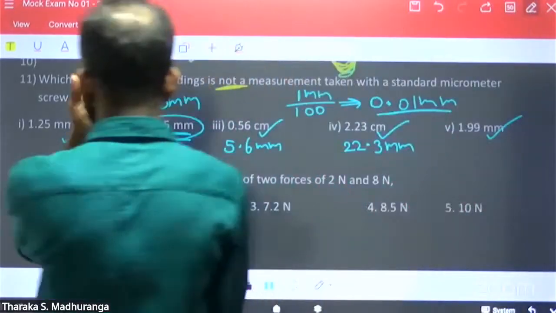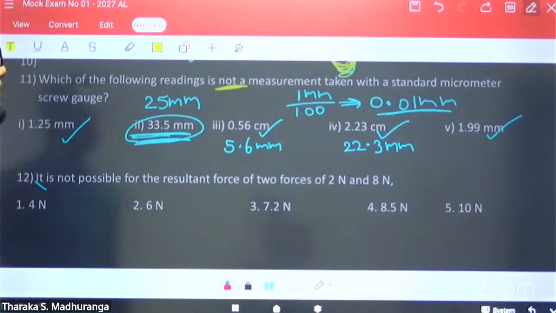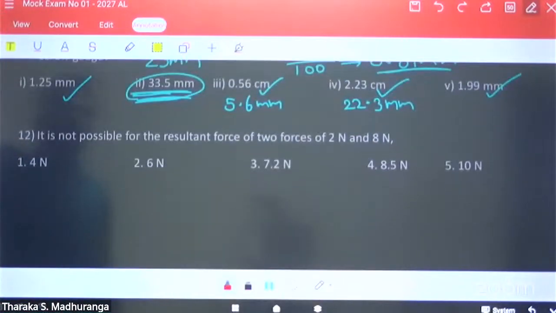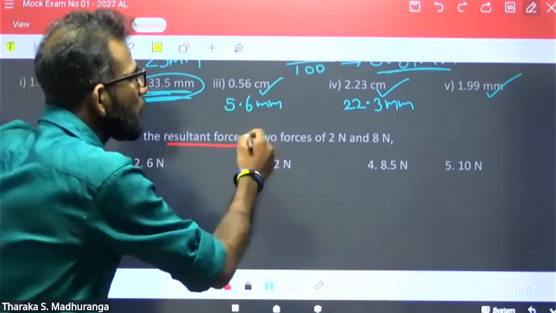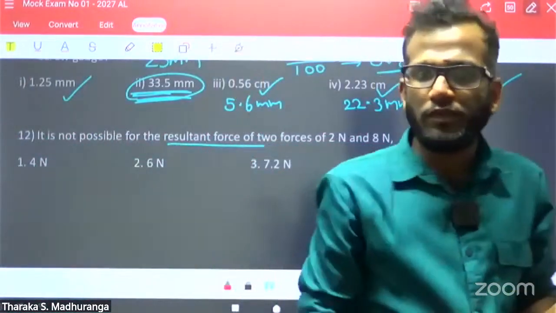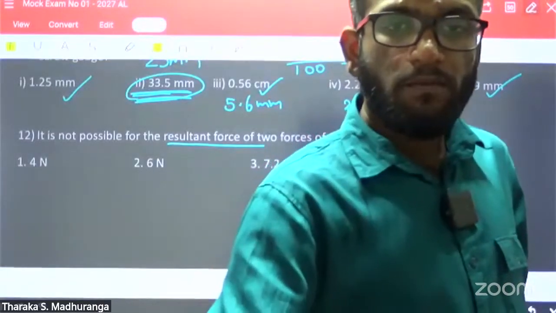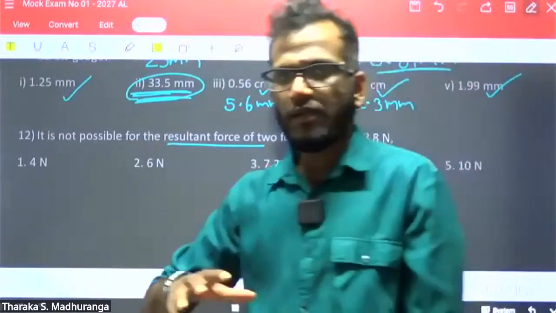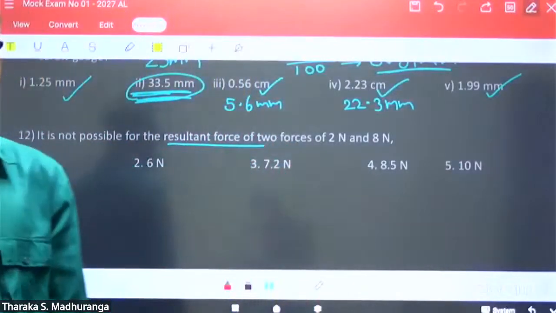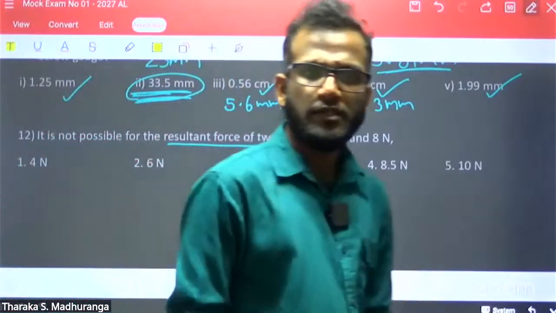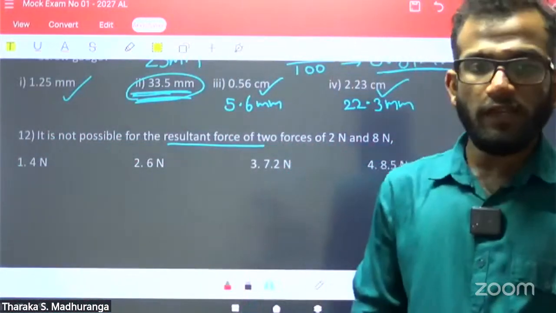Okay, question number 12. Now we move into force lesson questions. Which of the following is not possible as the resultant force of two forces, 2 Newton and 8 Newton? That's an impossible value for the resultant force. How do we get the impossible value for the resultant force?